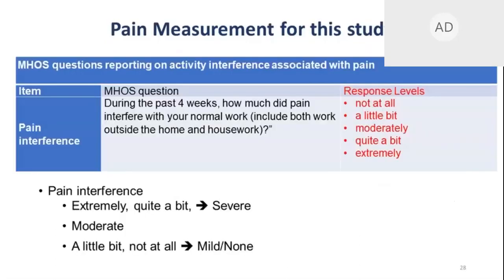So the pain measurement for this study used the Emhoff question: during the past 4 weeks, how much did pain interfere with your normal work, including both work outside the home and housework? And there's a five-level response, and we lumped the top 2 and the bottom 2, so we ended up with severe, moderate, and mild or none.